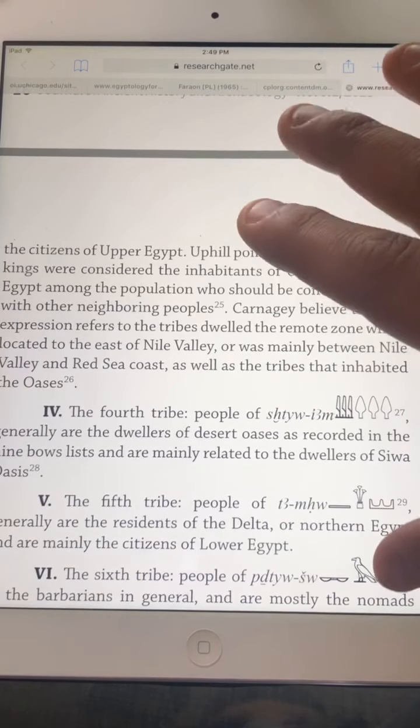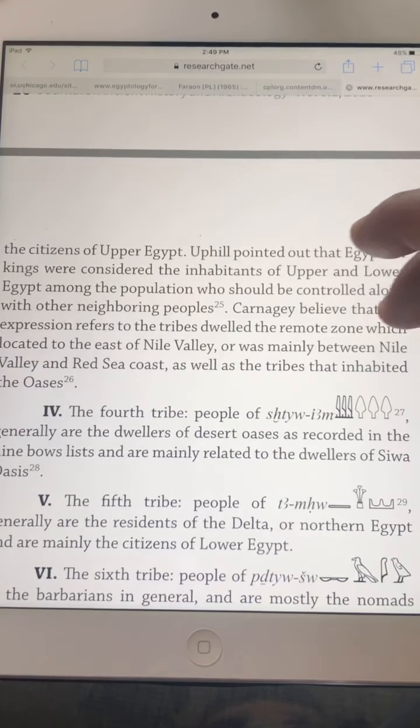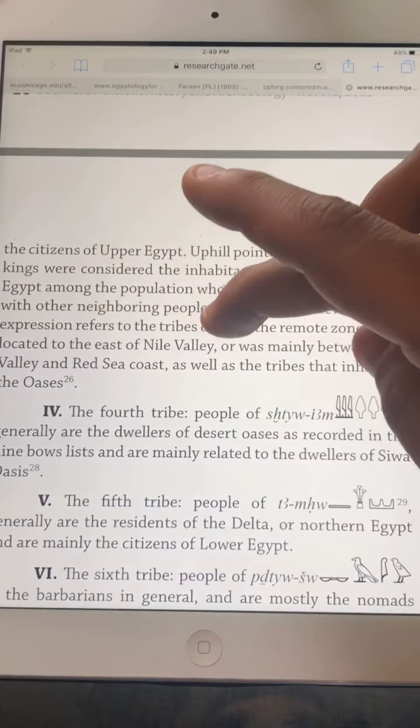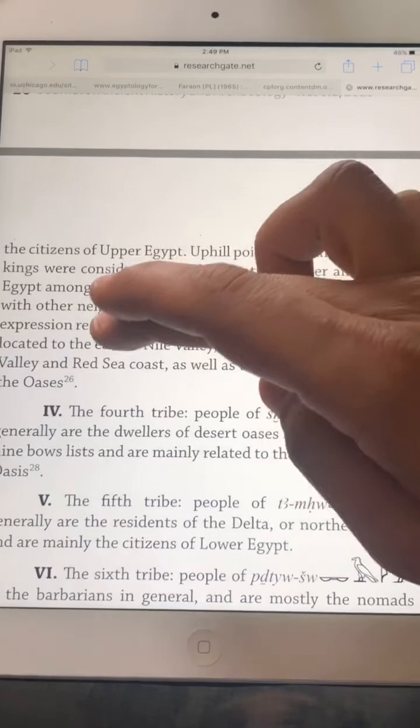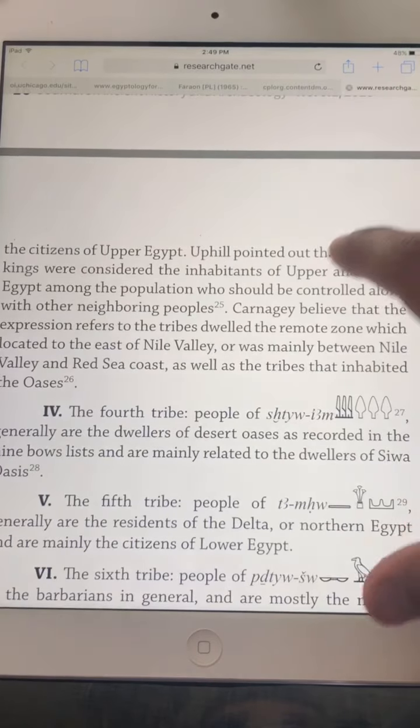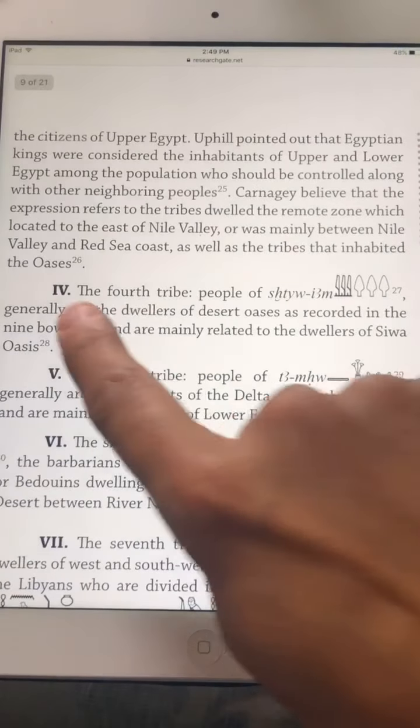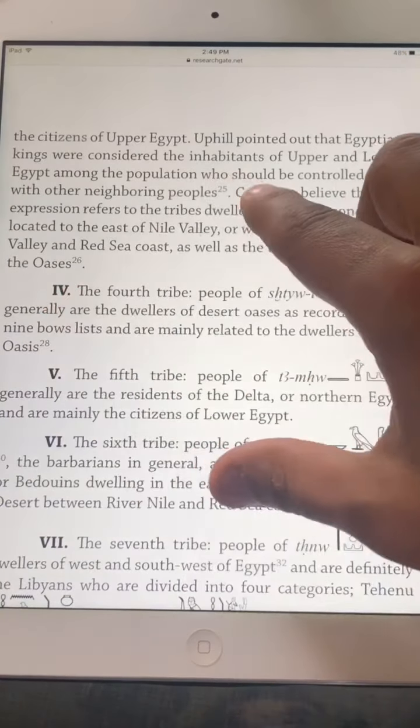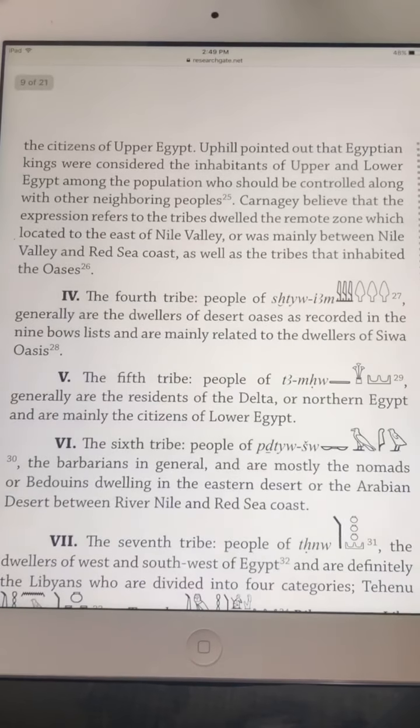So they were a tribe in Egypt and dwelled in the remote zones located in the east of the Nile Valley, or mainly between the Nile Valley and the Red Coast. All right, let's move on. And they were also inhabiting the Oasis, so far off water deposits in different parts of the lands.